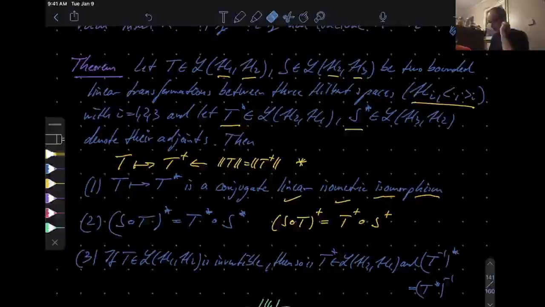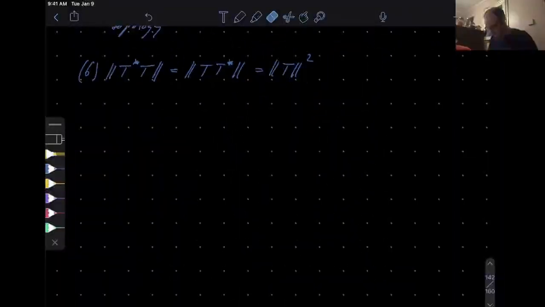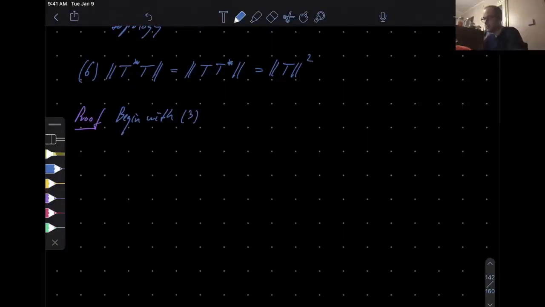There are 6 properties, and well, it will take a while to prove all of them. We will not go in the order written. It's easier if you jump a little bit around. So we begin with 3. 3 is the one that if the starting linear transformation is invertible, then the adjoint also has to be invertible, and there's a pretty formula.